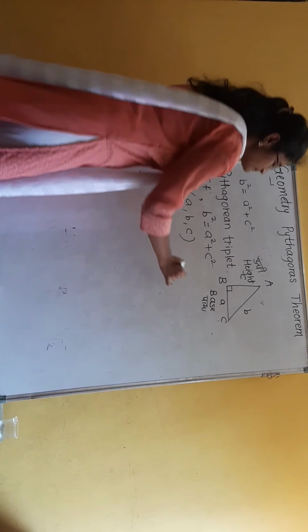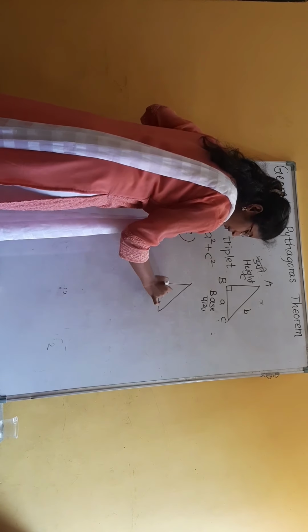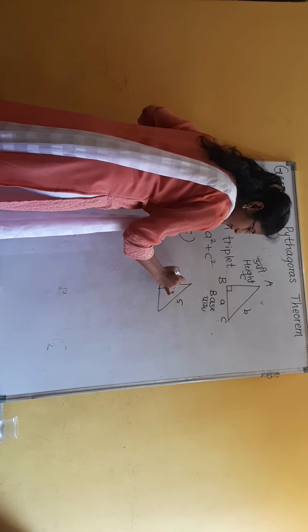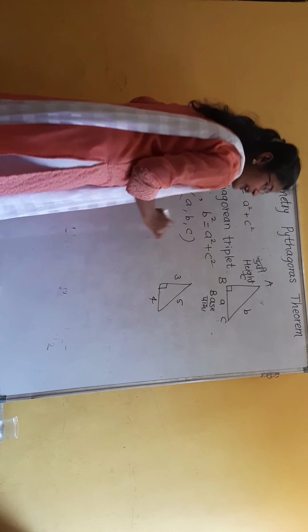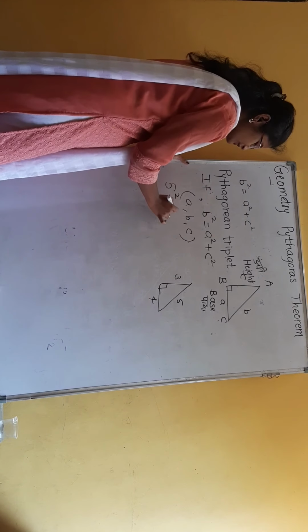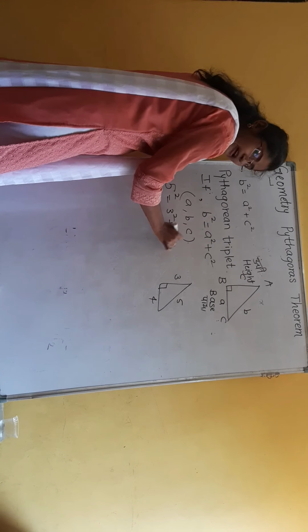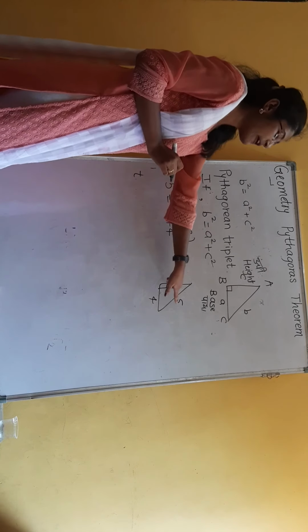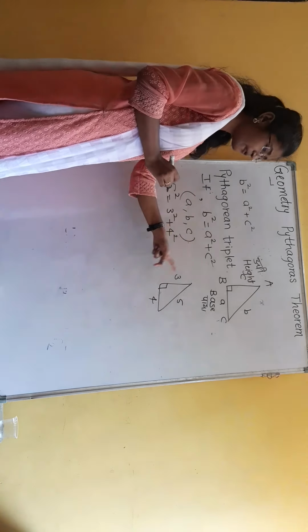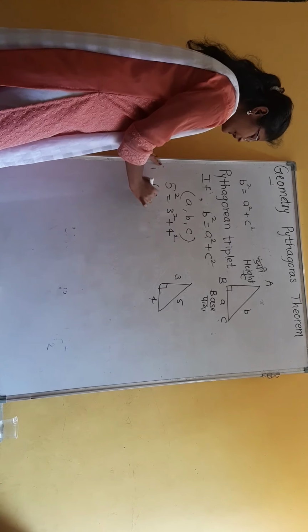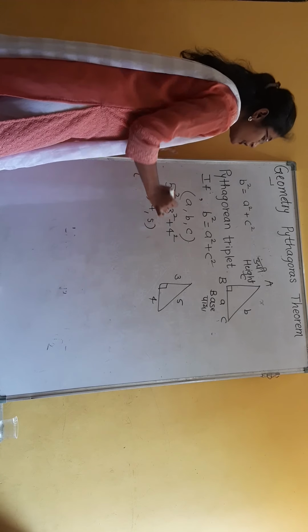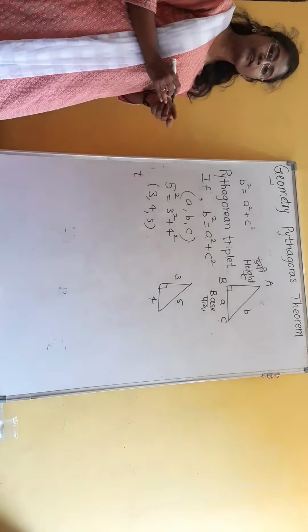Now an example: 5, 3, 4. Here 5 square equals 3 square plus 4 square. Here 5 square equals 3 square plus 4 square. Here 3, 4, 5 forms a Pythagorean triplet.